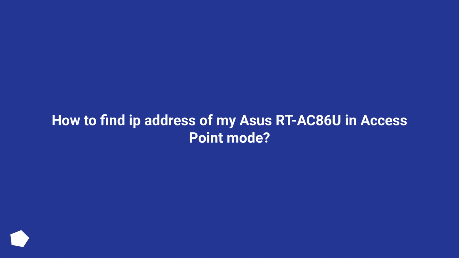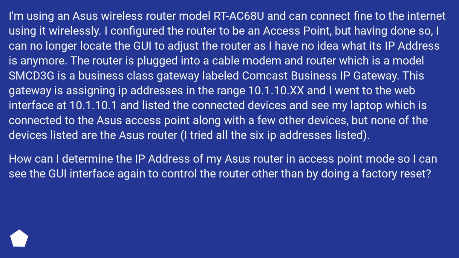How to find the IP address of my Asus RT-AC86U in access point mode. I'm using an Asus wireless router, model RT-AC86U, and can connect fine to the internet using it wirelessly. I configured the router to be an access point, but having done so, I can no longer locate the GUI to adjust the router as I have no idea what its IP address is anymore.